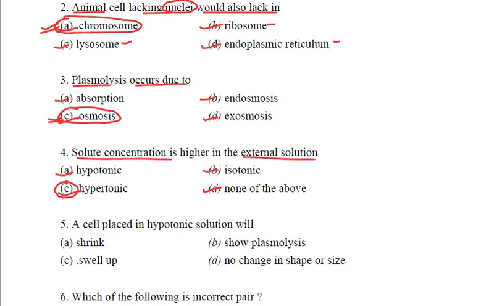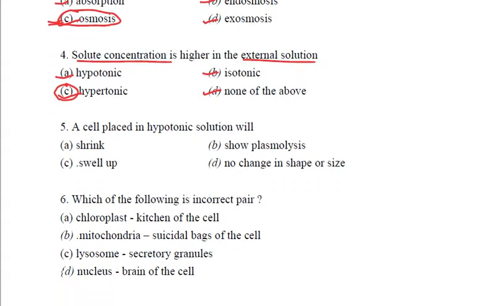Let us see the fifth question. What exactly it says is a cell placed in hypotonic solution. Now what exactly is a hypotonic solution? In which the dilute medium is present outside. So if a cell is placed in hypotonic solution, water is going to move from outside to inside the cell, because of which the cell will swell up. So our correct answer is C.